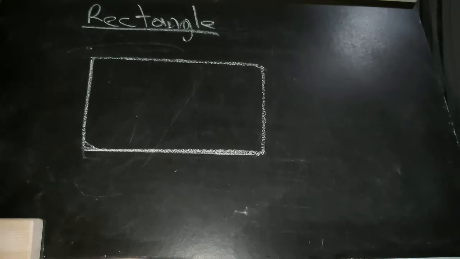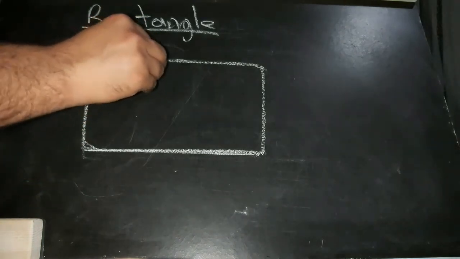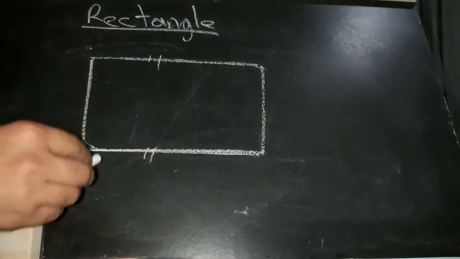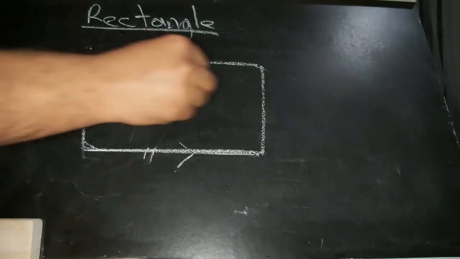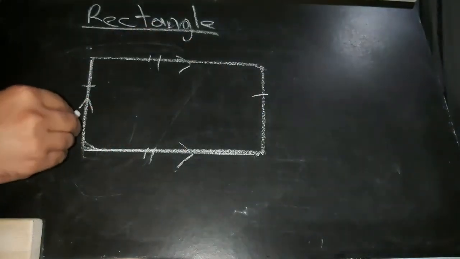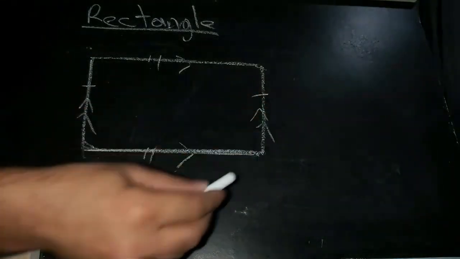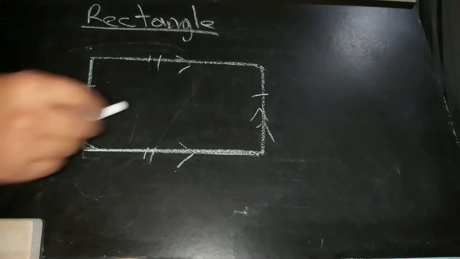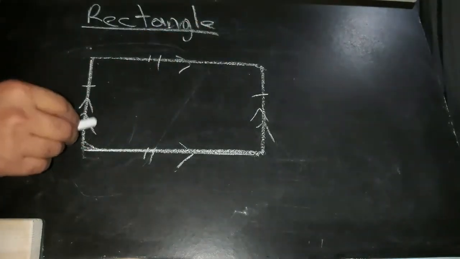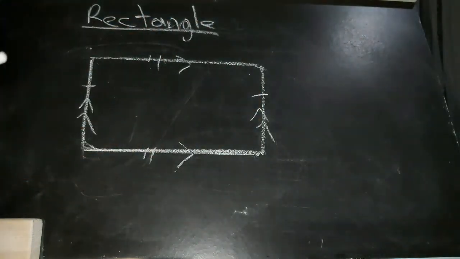So now let's talk about the rectangle. A rectangle is a parallelogram too. So remember, in a parallelogram we said this and this are equal to each other, this and this are parallel to each other, this and this are equal to each other, this and this are parallel to each other. Remember, we said opposite angles are the same, opposite sides are the same.